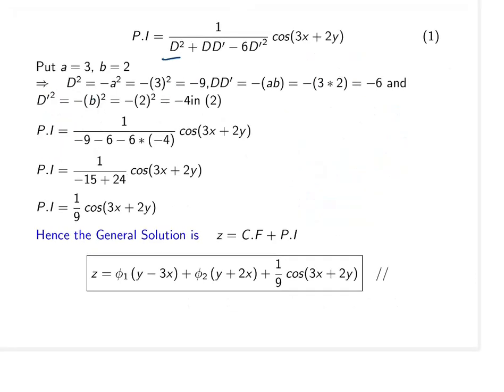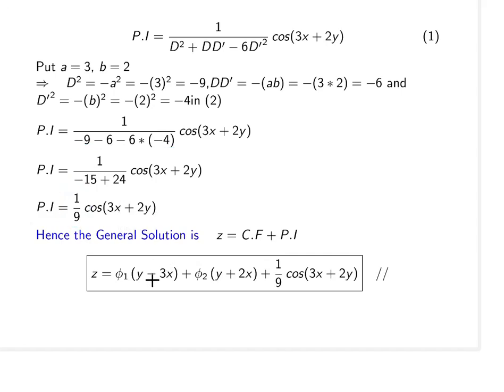Therefore, instead of D square, we can replace minus 9. Instead of D D dash, we can replace minus 6. Instead of D dash square, we can replace minus 4. Therefore, we can get this. So, simplify this, we can get 1 by 9. Since the denominator is non-zero, we can stop the process. The process is over. Therefore, particular integral is 1 divided by 9 into cos of 3x plus 2y.